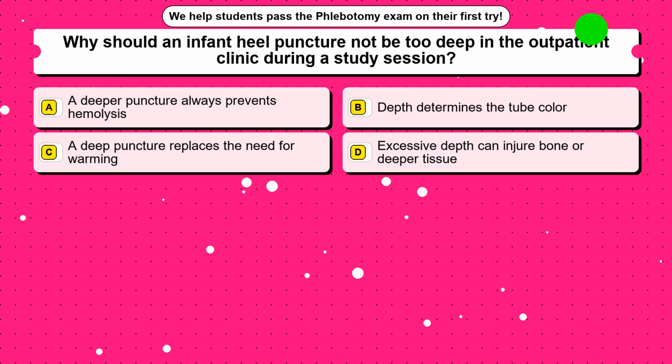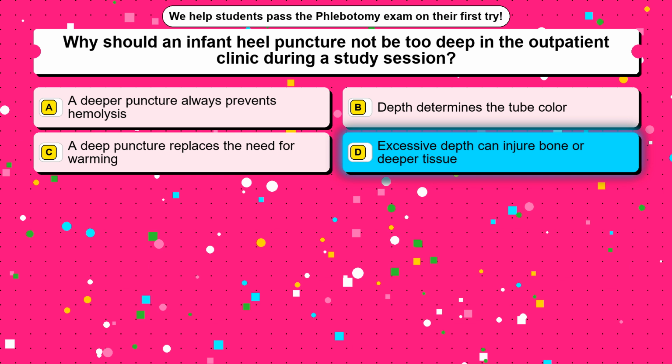Question 79. Why should an infant heel puncture not be too deep in the outpatient clinic during a study session? Option A. A deeper puncture always prevents hemolysis. Option B. Depth determines the tube color. Option C. A deep puncture replaces the need for warming. Option D. Excessive depth can injure bone or deeper tissue.